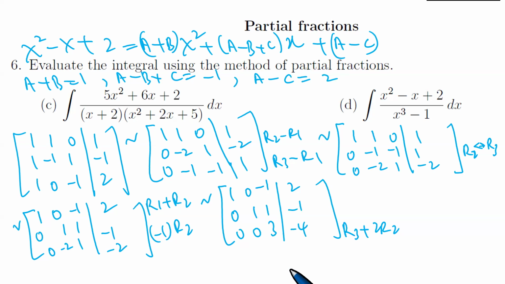Let me make sure we commit no mistakes here. Right, make sure you commit no mistakes. So we get exactly x squared minus x plus 2, and then we have x cubed minus 1. I'm just checking something here.